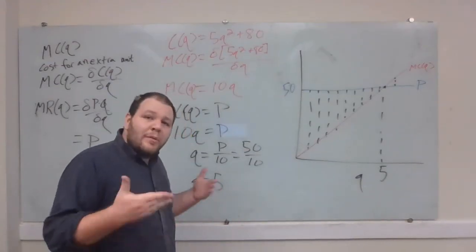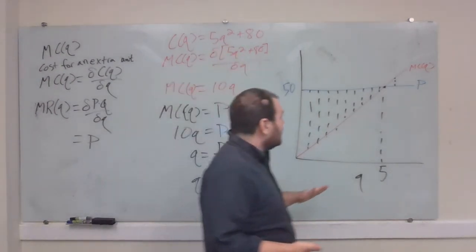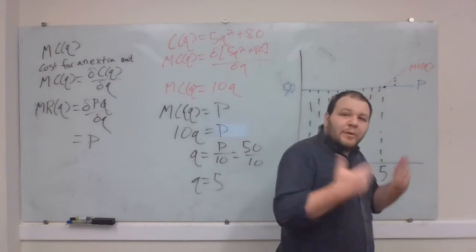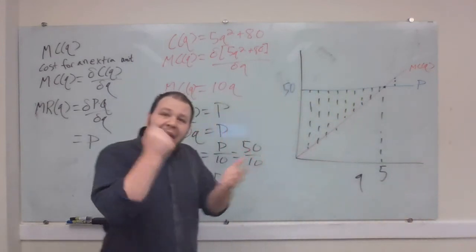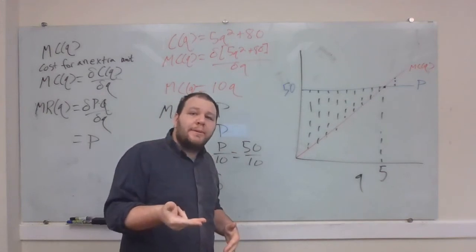Okay, so there we go. If we have a cost function, all we have to do to find our optimal output is to find where marginal cost equals price, and at that quantity, where marginal cost equals price, we'll be producing our optimal output.